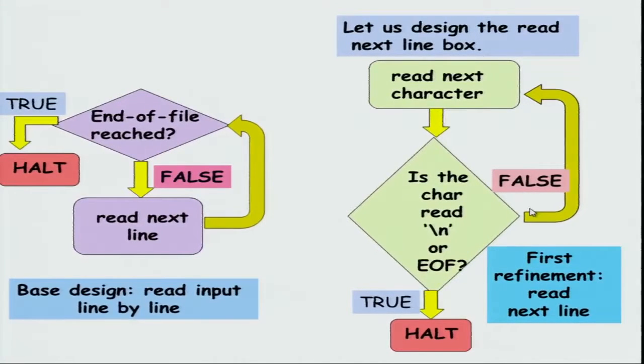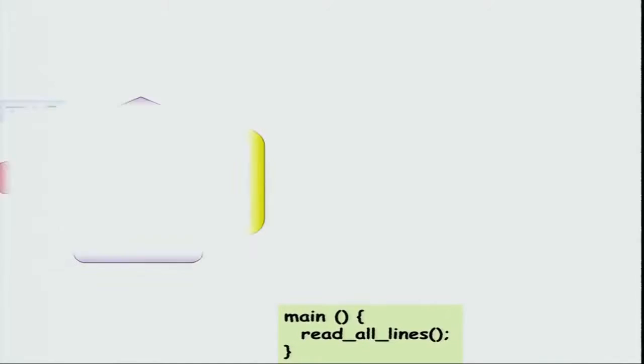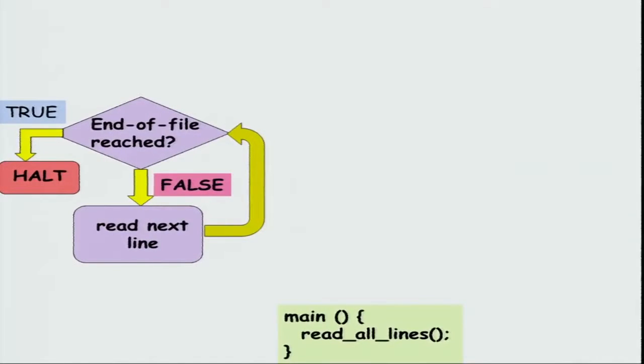Okay. So, you read character by character. After every character, you check whether a new line or an end of file has been encountered. If either of them happens, then the line has ended. Otherwise, you go back and read another character. Okay. So, let us start by writing the top level function.